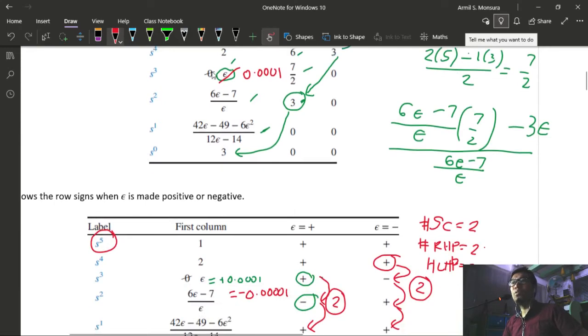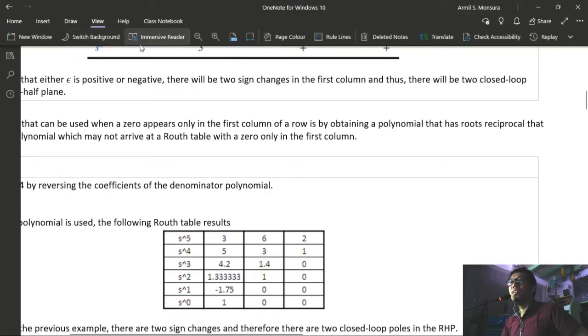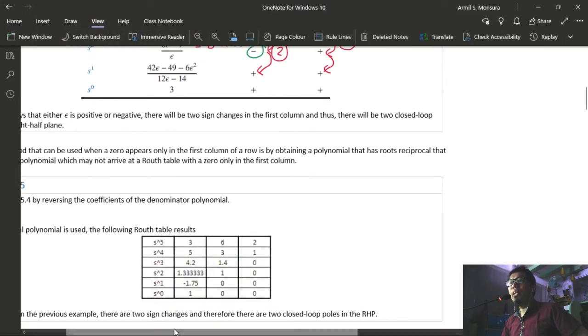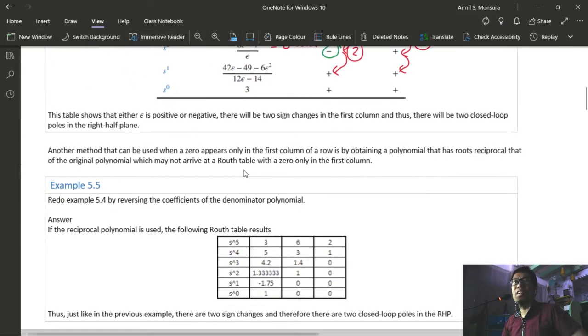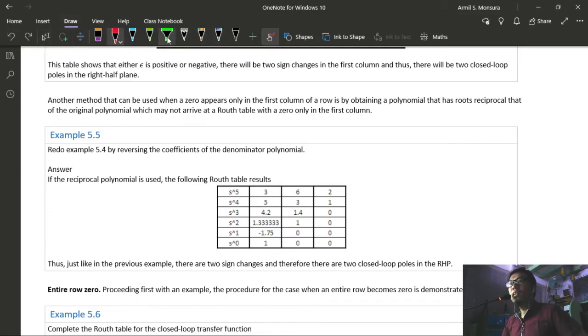case where we have a 0 only in the first column. Okay. So there's an alternative. There's an alternative way of actually solving that case. That is, we obtain a polynomial that has roots reciprocal of the original polynomial, which may not arrive at a Routh table with a 0 only in the first column. Okay, so what we will do is this.